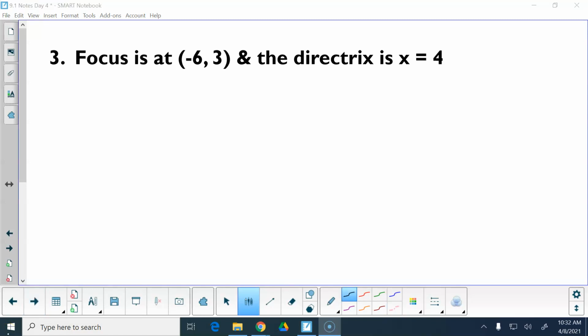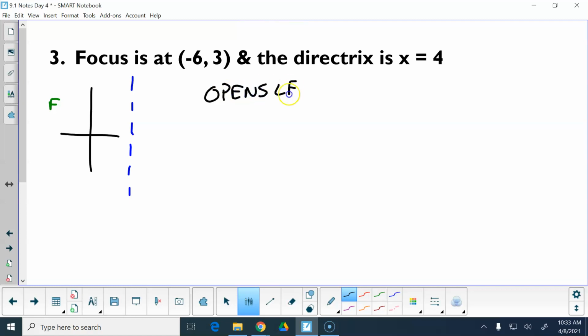Do this. Okay. So we've got the focus at the point negative 6, 3. So that's going to be up in here somewhere. And the directrix is at x equals 4. Okay. So first off, which way does this one open? Opens to the left. Yep. Love that.